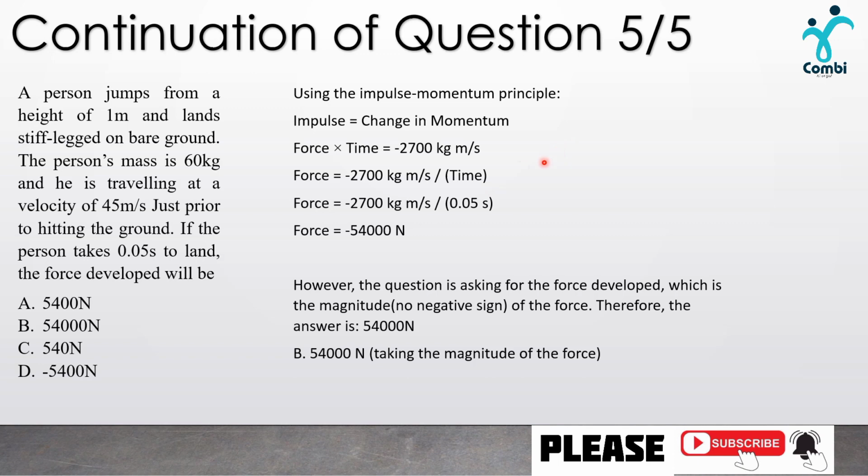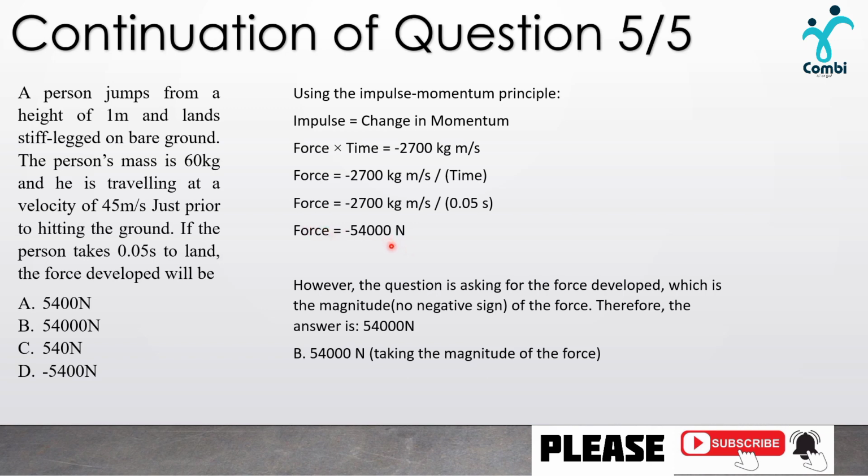Okay, so here we input our value for time under here, which is 0.05 second, and this is where it was gotten from, the time the person takes to land. So we take this negative 2,700 kilogram meters per second and divide it by our time, 0.05 second. Using your calculator, or if you can compute it in your head, sometimes it's good to be able to carry this out manually. It helps you improve your problem-solving skills. After computing this, your force gives you 54,000 newtons.